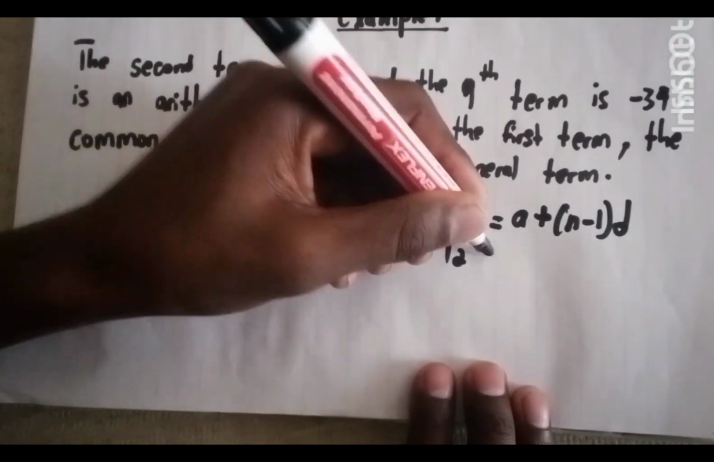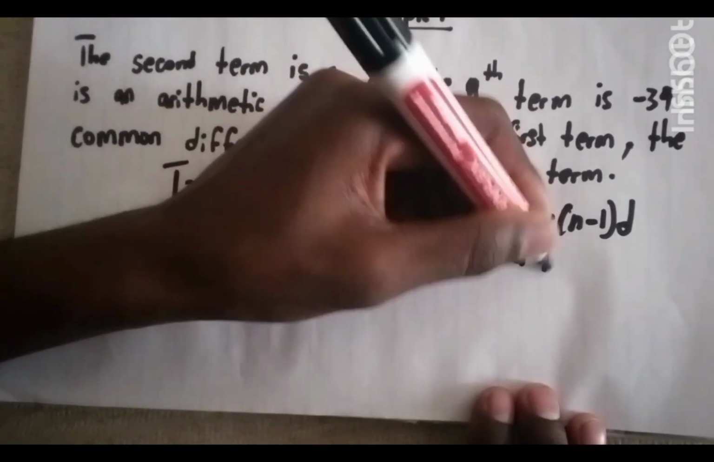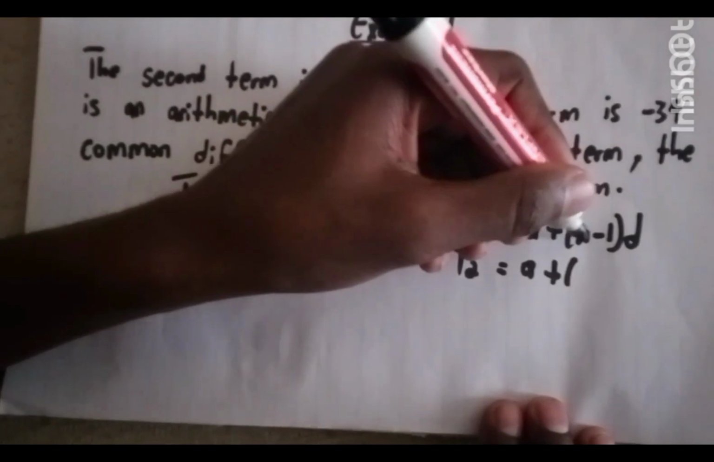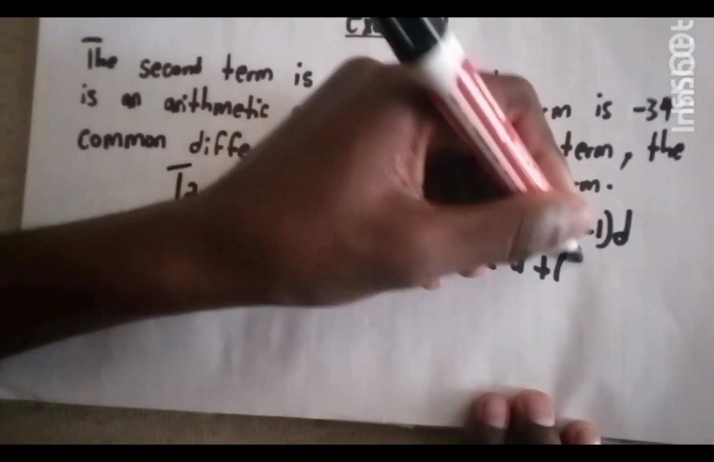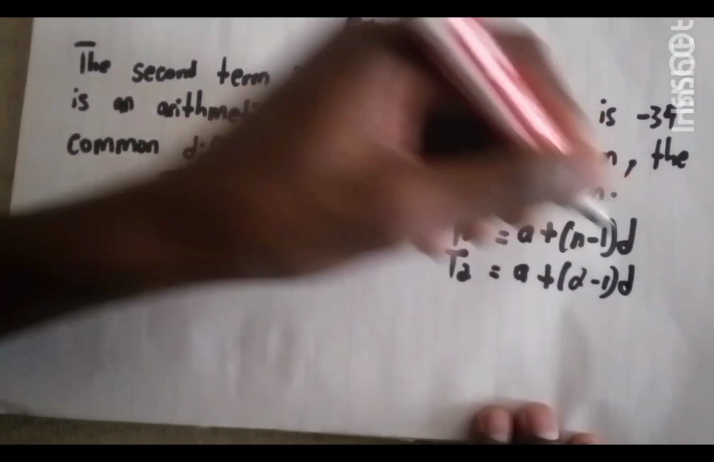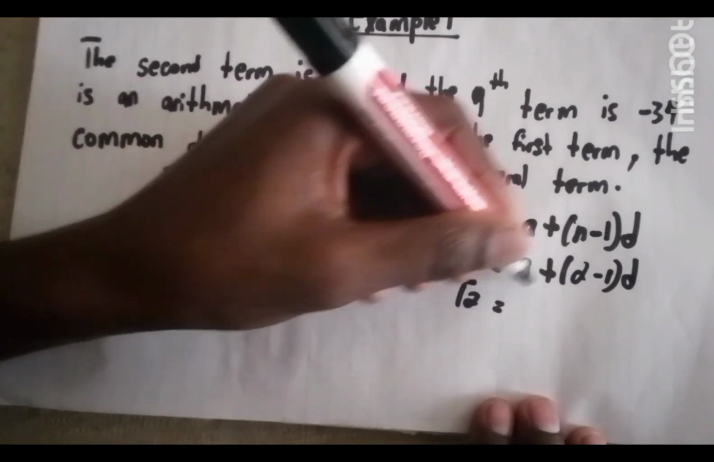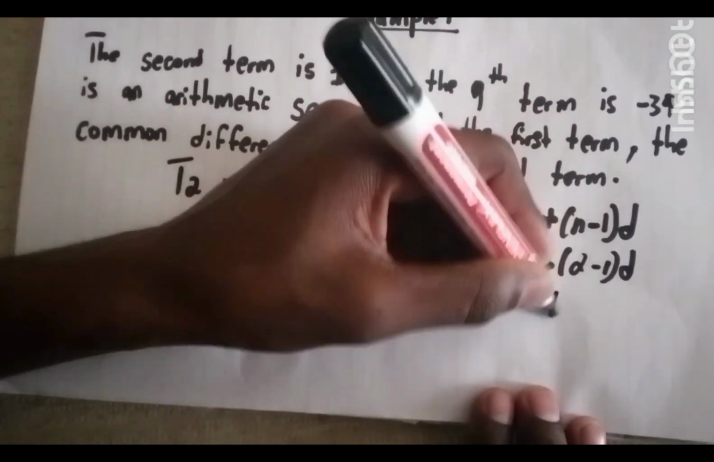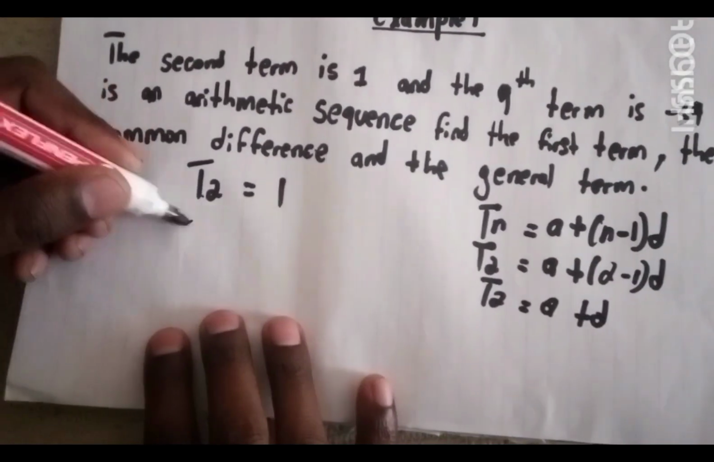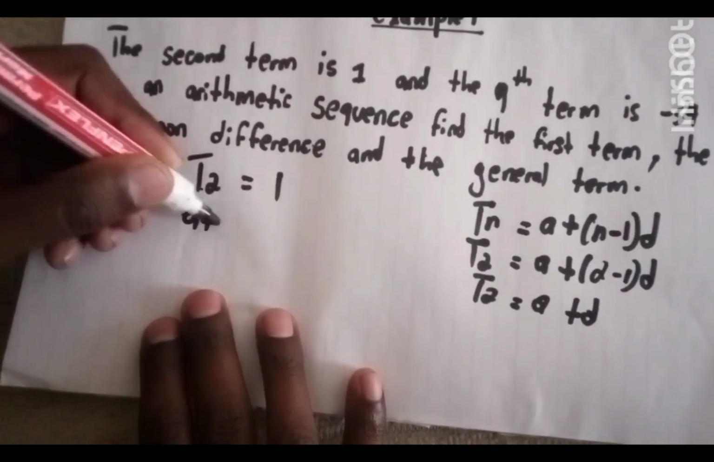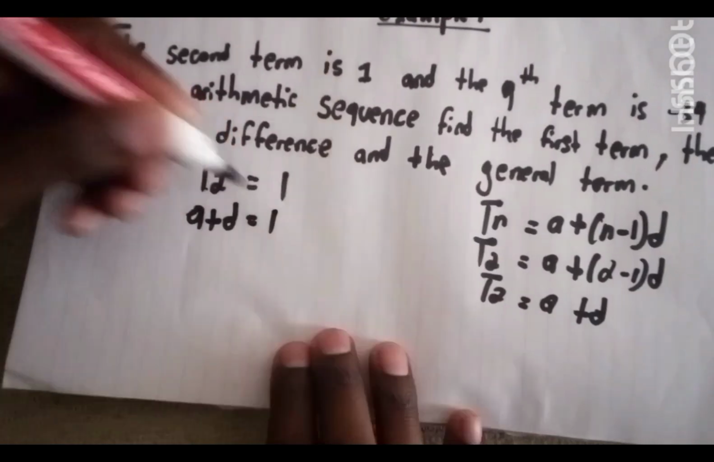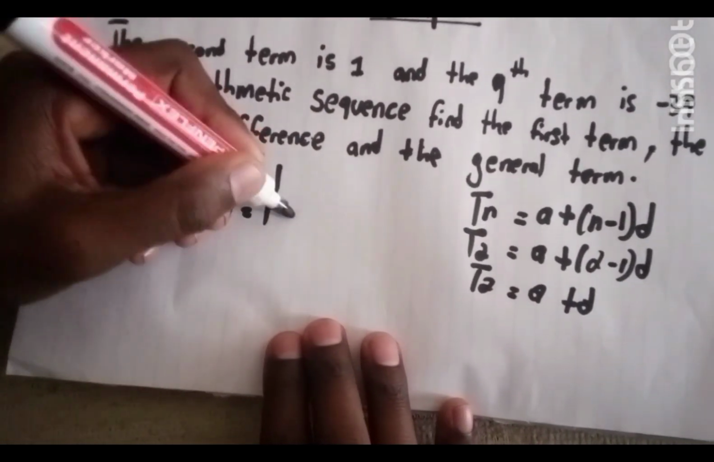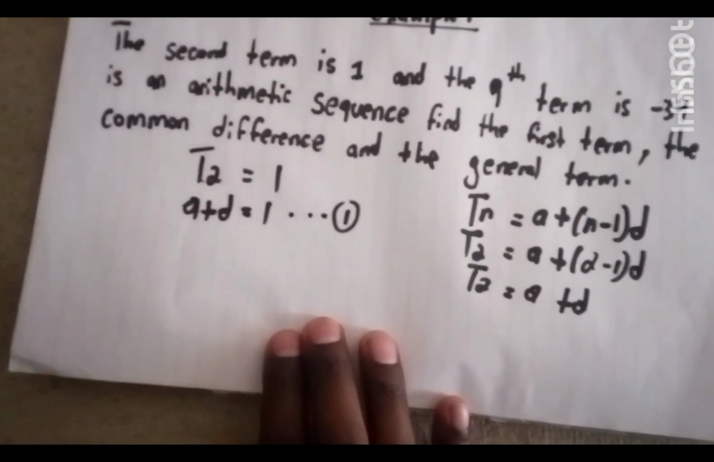So T2 is equal to a plus, replacing n with 2, 2 minus 1 times d. 2 minus 1 is 1, 1 times d is d. So T2 is a plus d, which is equal to 1. Once you have two unknowns in an equation, rename that equation as equation 1.